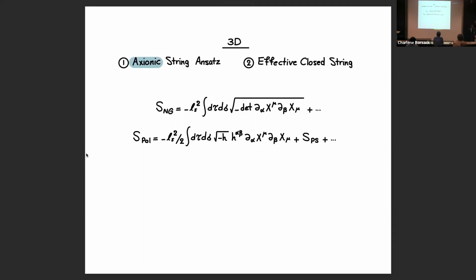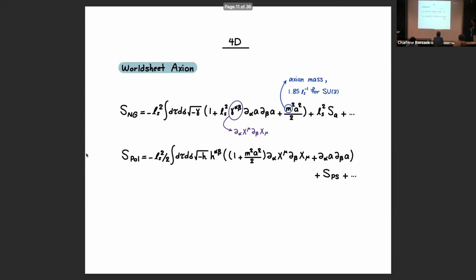Now I think it's a good time to mention what the axionic refers to in the axionic string ansatz. It's actually referring to the 4D case, where there is an additional massive degree of freedom on the worldsheet, the worldsheet axion. The contribution of this axion to the action is shown by these added terms. Here, M is the mass of the axion, and S_A is the coupling term, which again doesn't contribute to the leading order calculation.